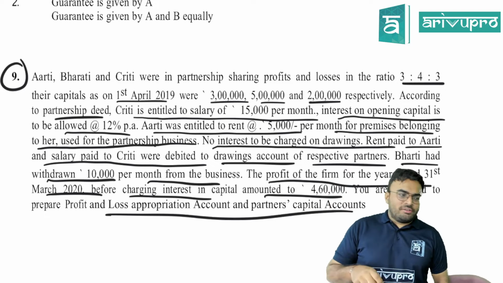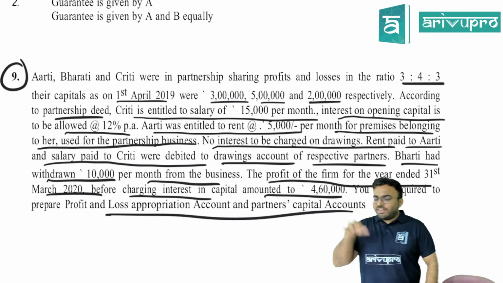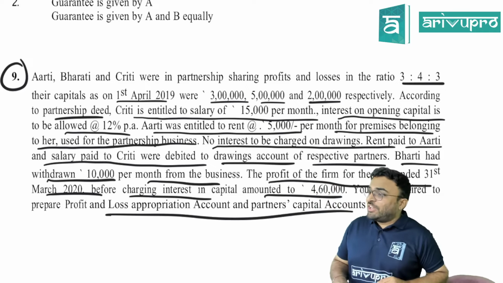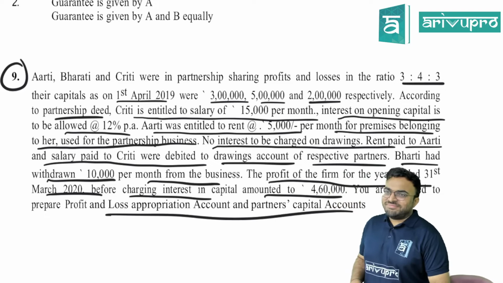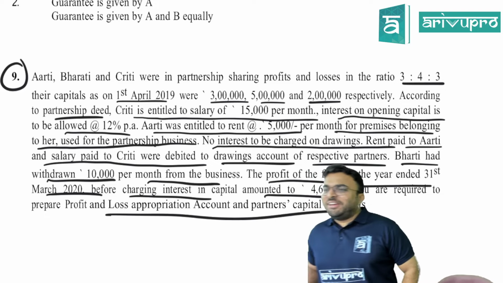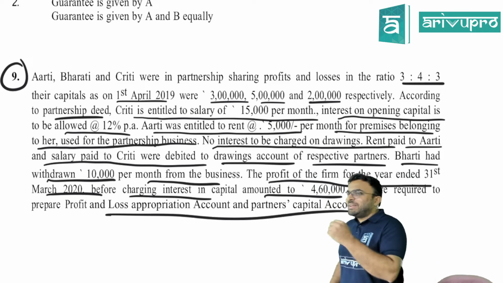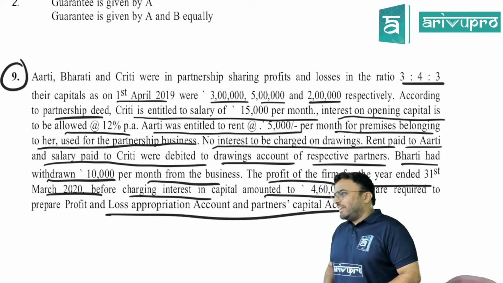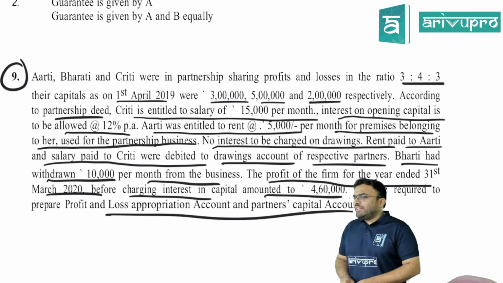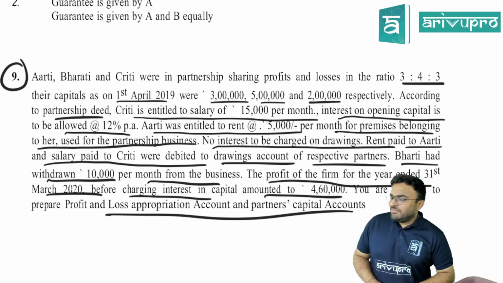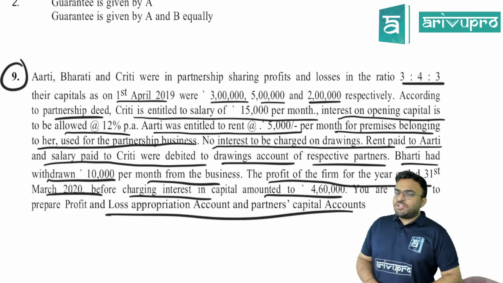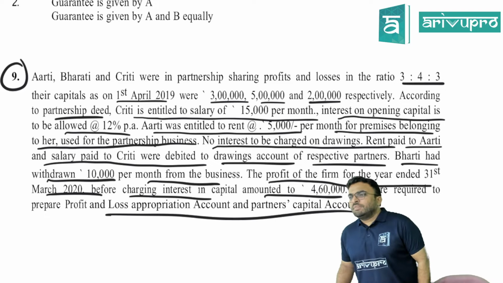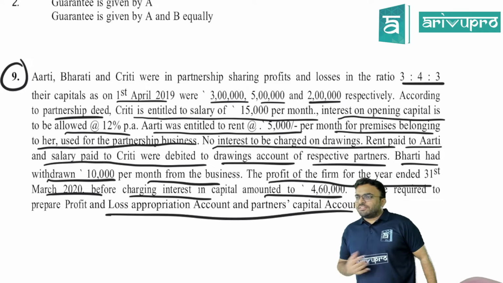P&L appropriation. Can you see what is there in this question? Along with normal partnership, rectification of errors. That chapter can come in any chapter basically. So that's why I'm telling you, do not skip rectification of errors. They can add rectification to any given chapter. And especially now that they have introduced accounting from incomplete records, rectification becomes even more important.